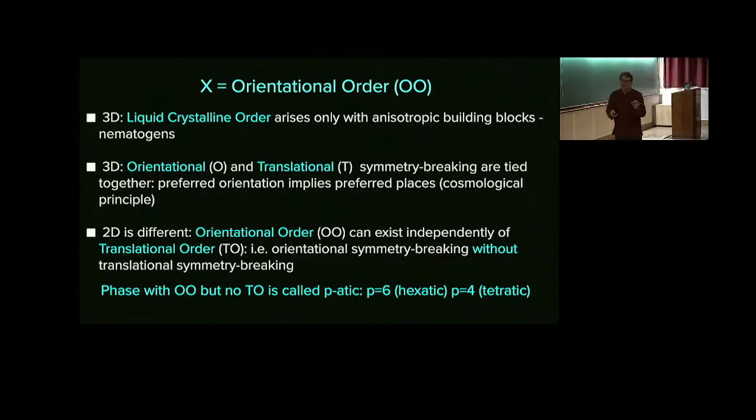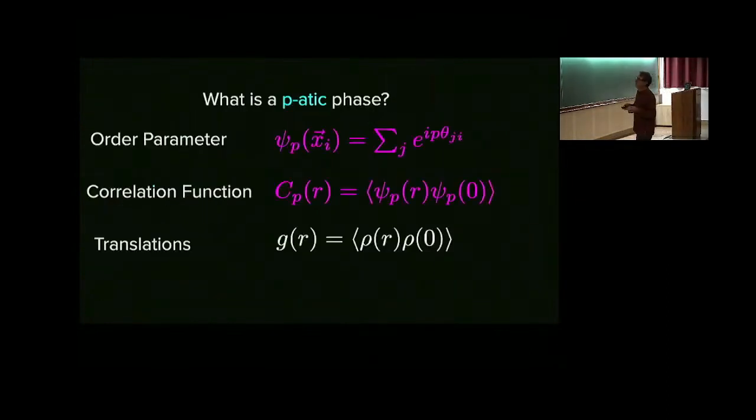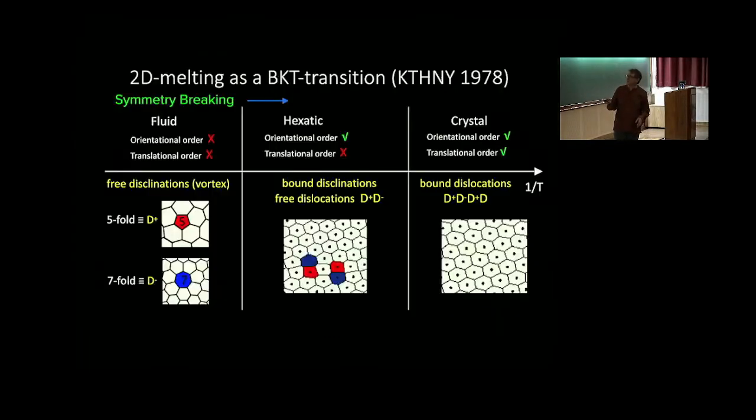And the shrimp system that I'm going to tell you about actually exhibits a 4-fold kind of order, a tetratic order. What is a p-atic phase? The order parameter is the sum of the p-th roots of unity. And very important, a correlation function. The relevant correlation function will be the 2-point correlation function in space of this order parameter. And we have to simultaneously look at translations. It's a density-density correlation function.